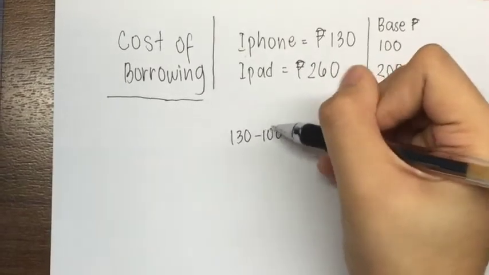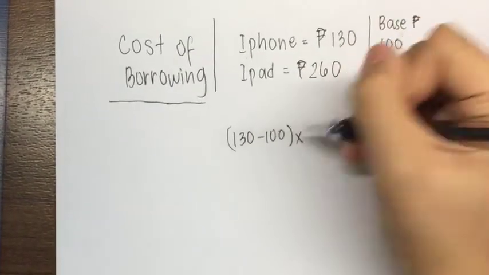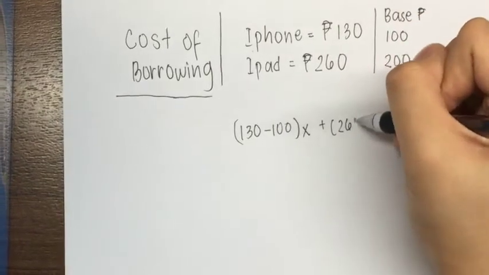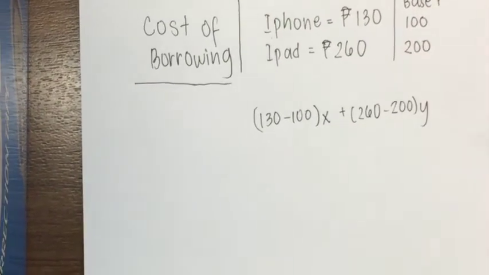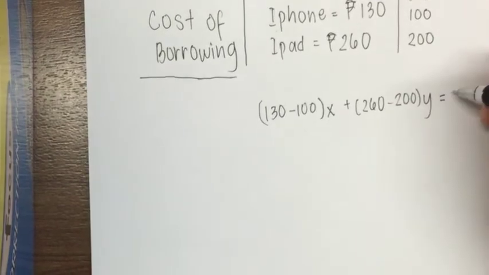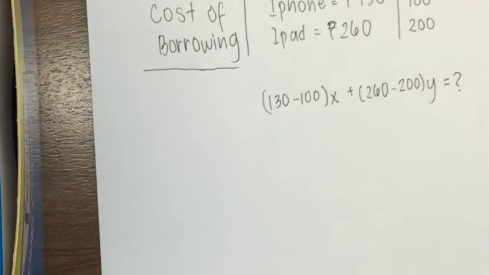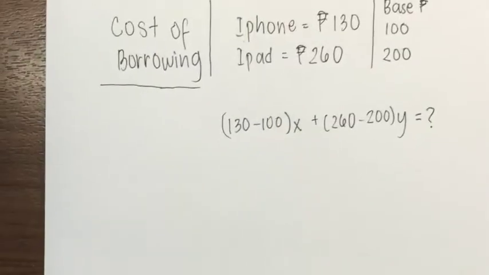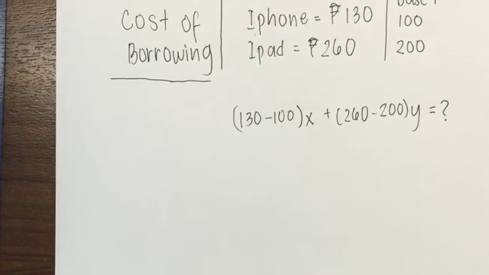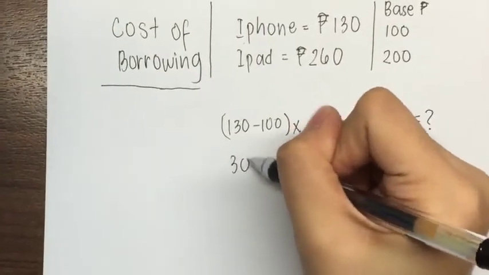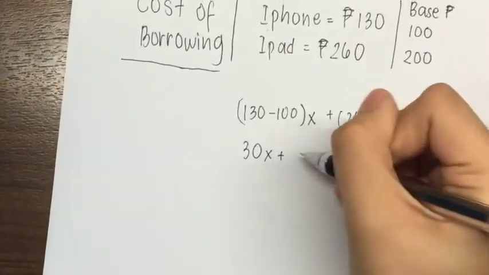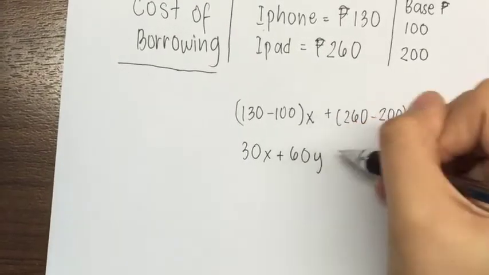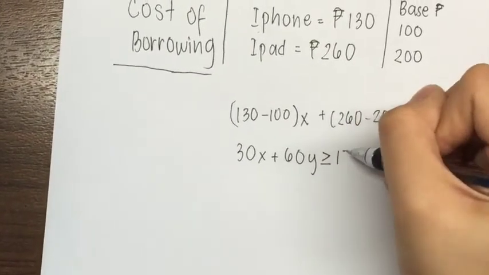To get the profit, we should subtract the base price from the selling price since we have to pay the supplier back the base price. So this makes (130 minus 100)x plus (260 minus 200)y. This can be further simplified into 30x plus 60y is greater than or equal to 1,500 pesos, which is our stall price. This makes a system of linear inequalities.